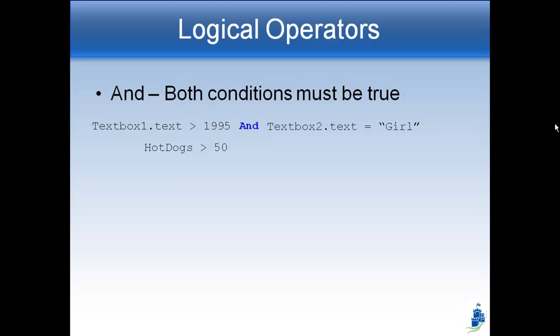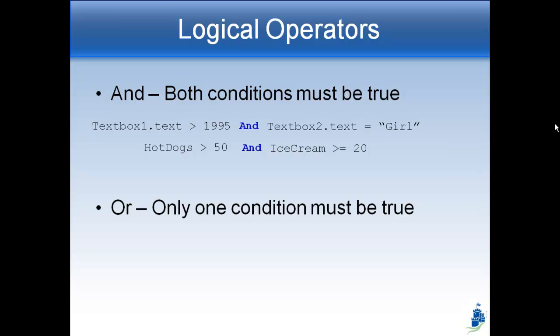Okay. Similarly, let's say we went back to our hot dog stand. If you sold more than 50 hot dogs and you sold 20 or more sodas, greater than or equal to, if you have an and in between them, both of those have to be true for the whole thing to be evaluated by the computer as true. If either one of the two individual conditions is false, then the overall if statement will go down to the else, even though just one of them is wrong.